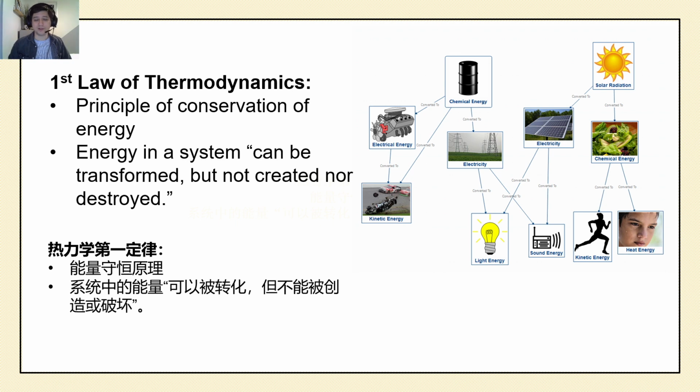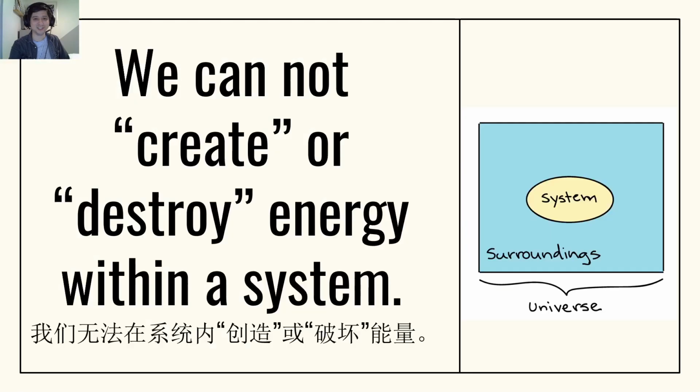It's the principle of conservation of energy. Energy in a system can be transformed, but not created nor destroyed. So it can be changed, or it can be transferred, but it cannot be created nor destroyed. What that means is all the energy that exists in the universe now is what was here at the beginning of the universe, and it's what will be here at the end of the universe. So no energy will be created, no energy will be destroyed. It just changes from one form to another. And that's true of matter as well. But again, we're going to focus more on energy for this course.